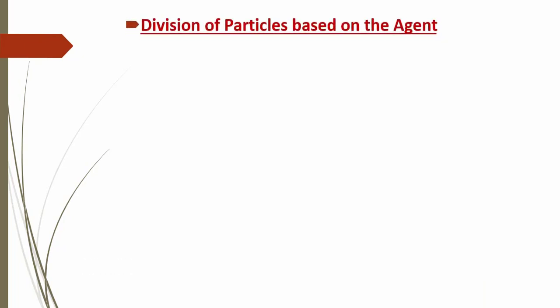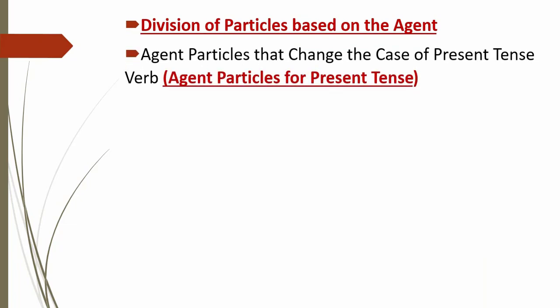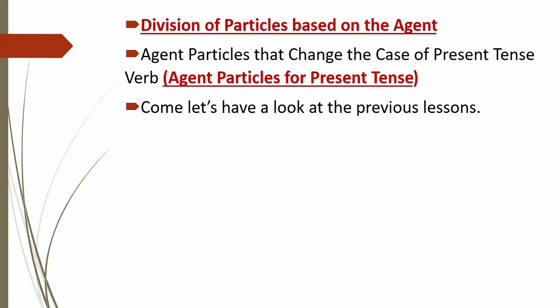Division of particles based on the agent. Agent particles that change the case of present tense verb. They are also known as agent particles for present tense. Come, let's have a look at the previous lessons.